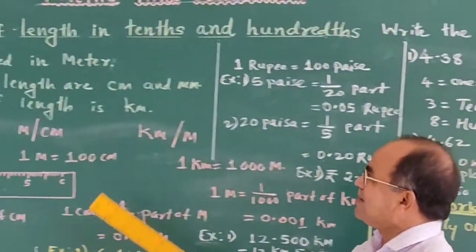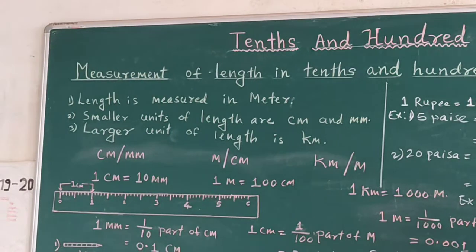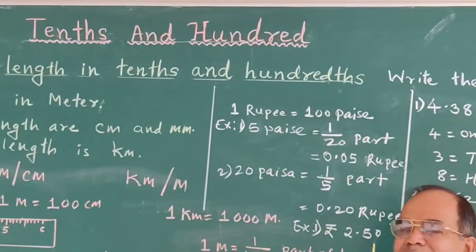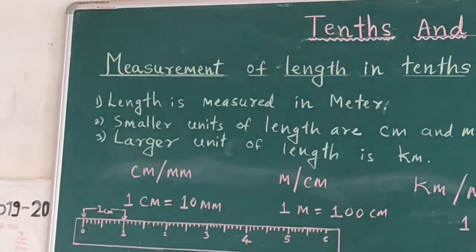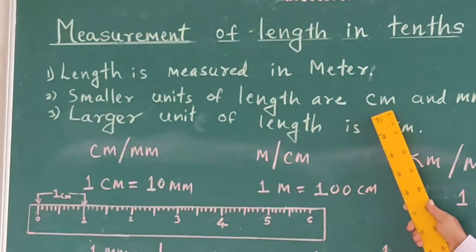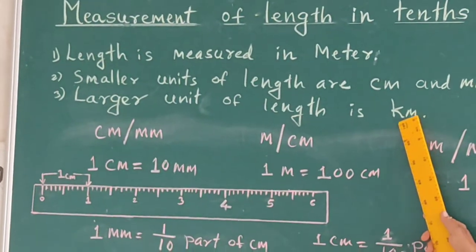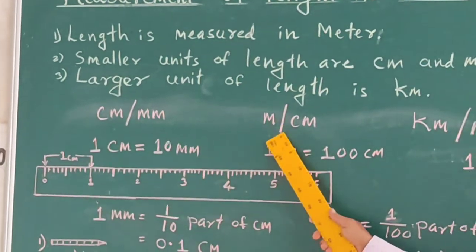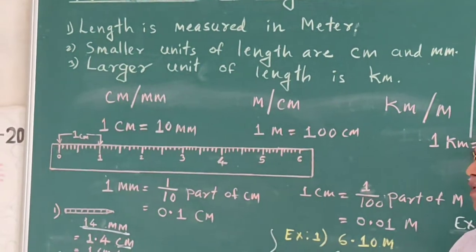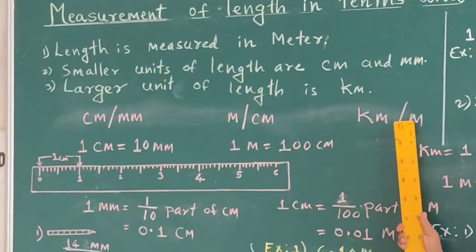So today's topic is measurement of length in tenths and hundredths. As you know, length is measured in meters. Smaller units of length are centimeter and millimeter, and the larger unit of length is kilometer. So millimeter, centimeter, meter, and kilometer are the units of length.